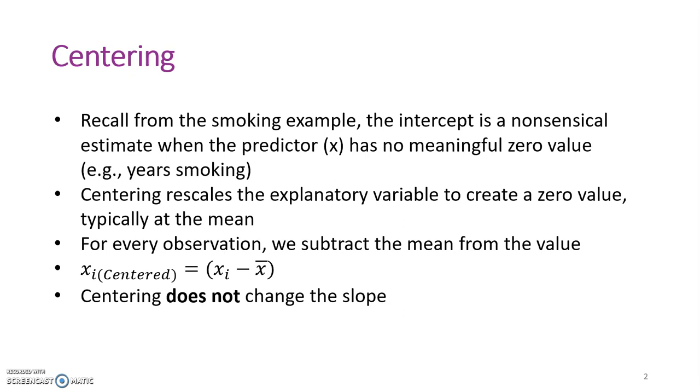So recall from the smoking example that when we interpreted the intercept, it was a nonsensical value because it gave us a value of the number of cigarettes smoked with 0 years of smoking. It was when the predictor, X, or years smoking, had no meaningful zero value, because everyone in our sample had been smoking for more than 0 years. What centering does is it rescales the predictor to create a zero value, and usually we create that zero value at the mean.